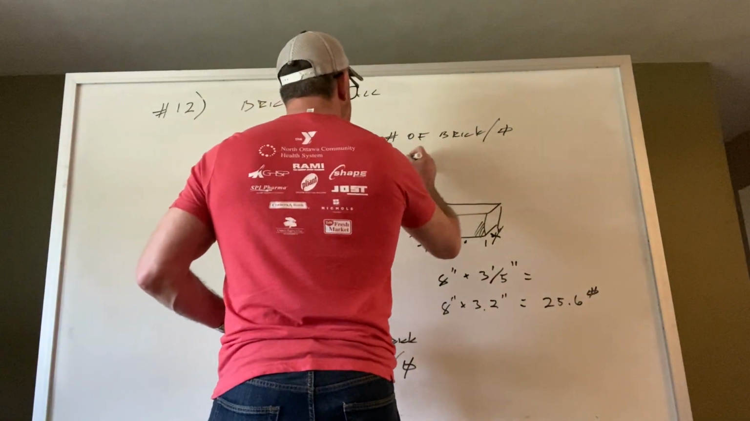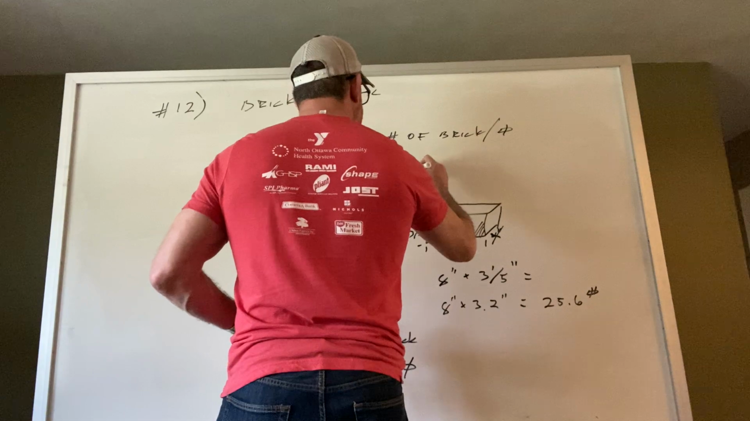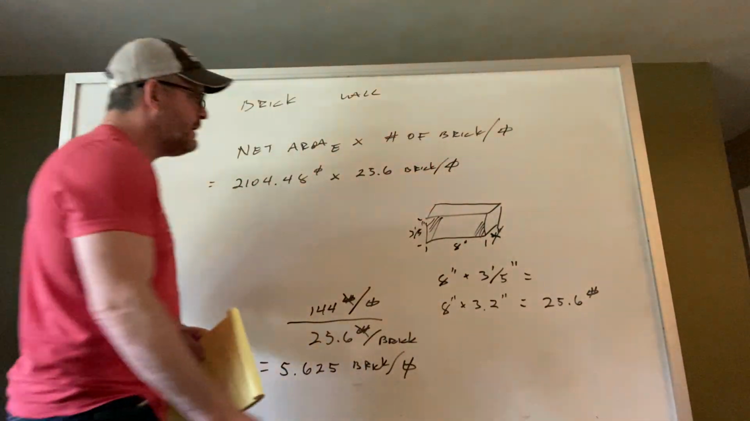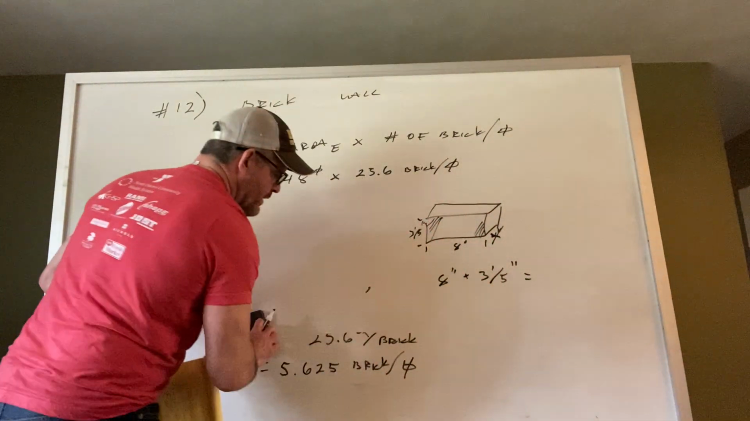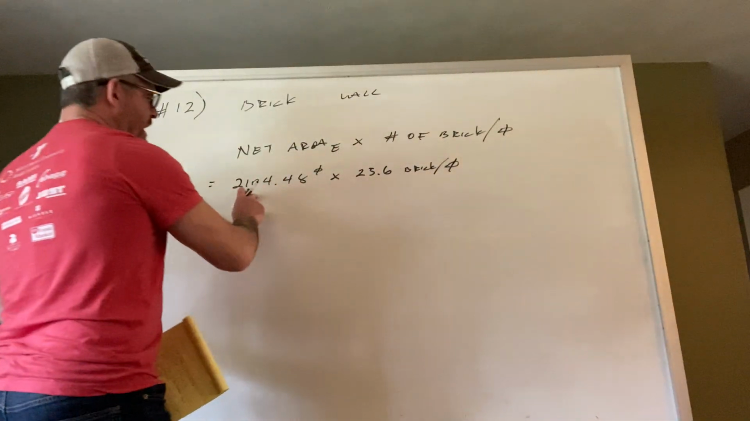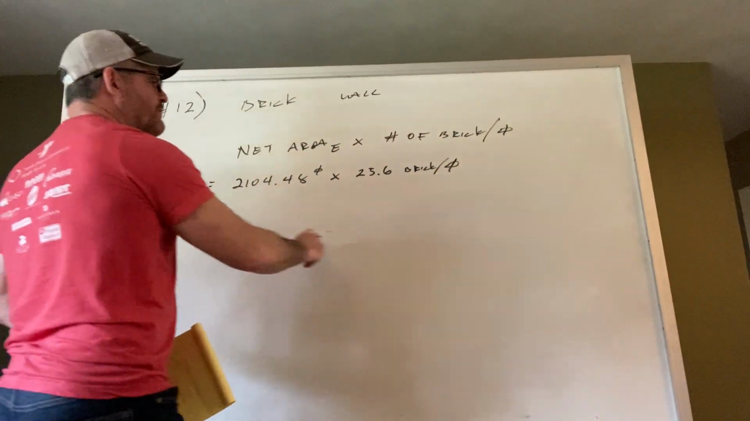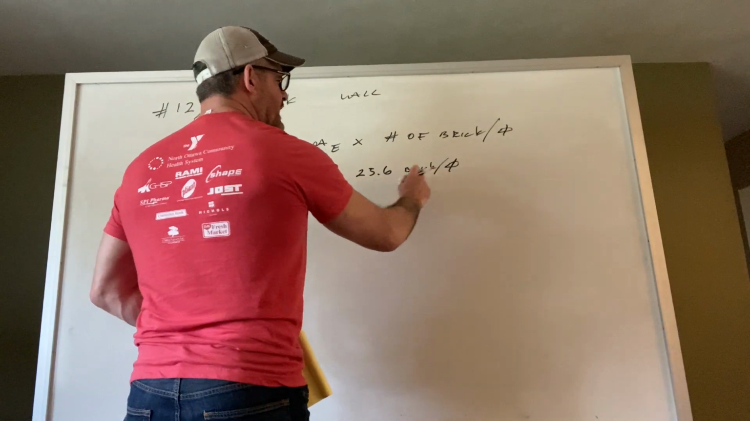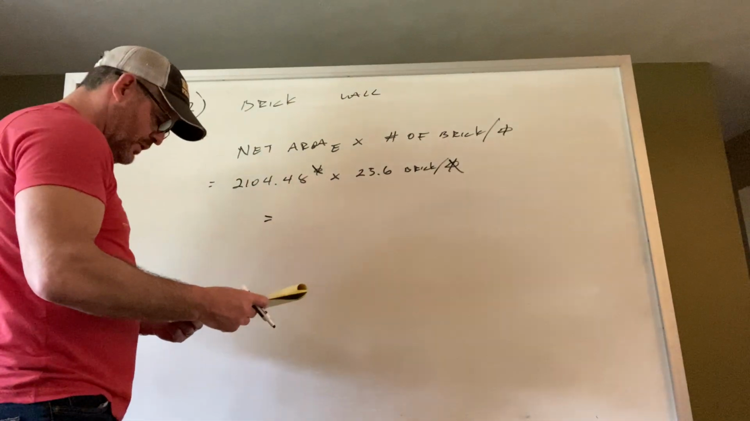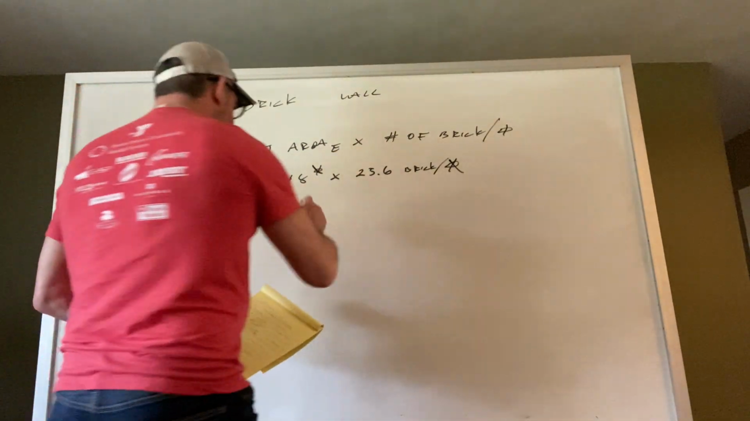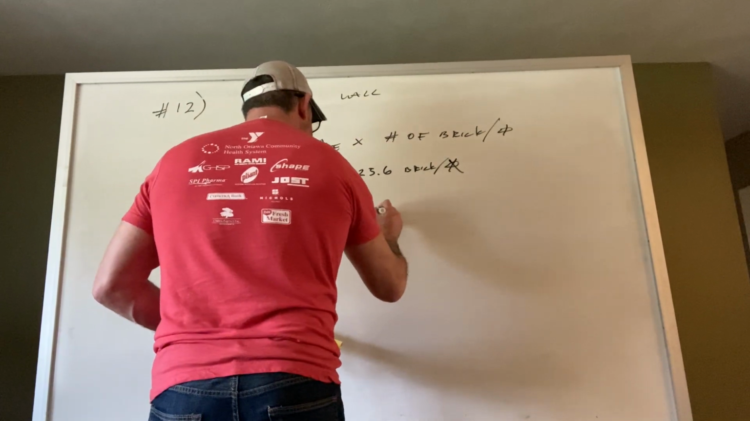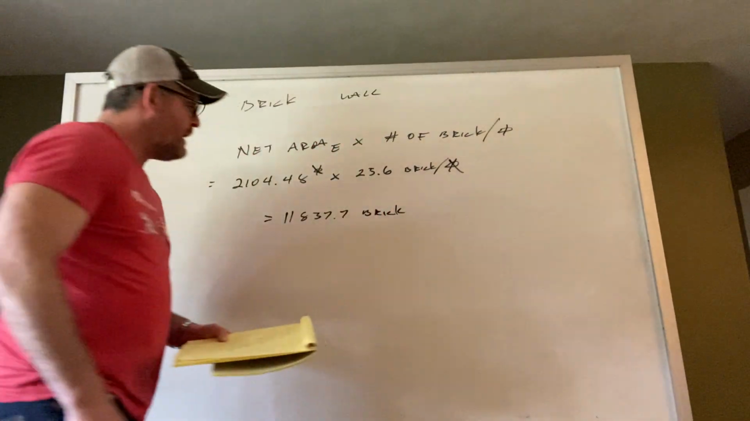I just plug it in: 5.625 brick per square foot. That's ultimately what I'm looking for. So we walk through and we do that math. If we have 2104.48 square feet and I have 5.625 brick in every one of those square feet, my square feet are going to cancel and I'm going to get a total of 11,837.7 brick. All right.